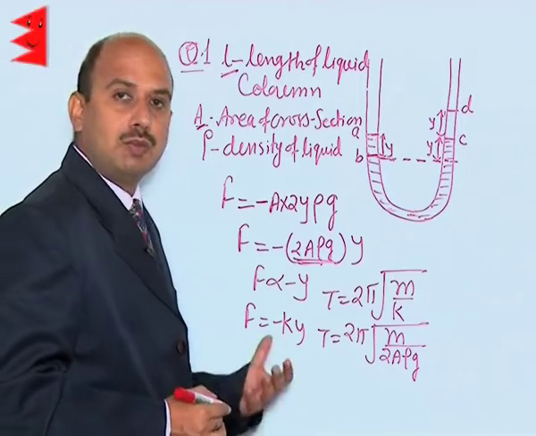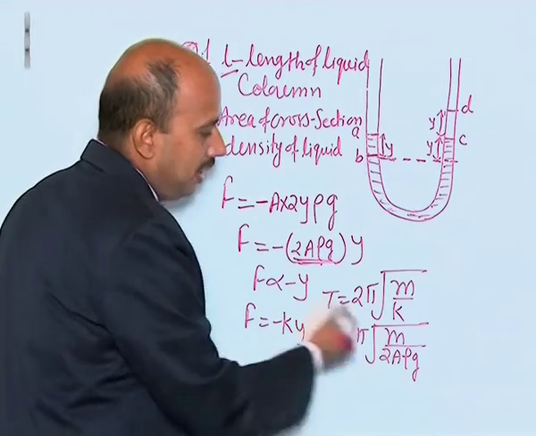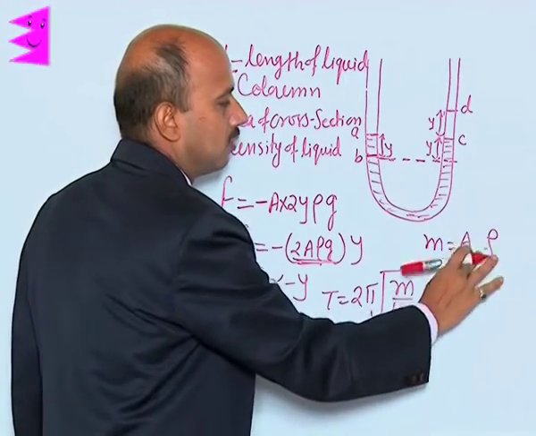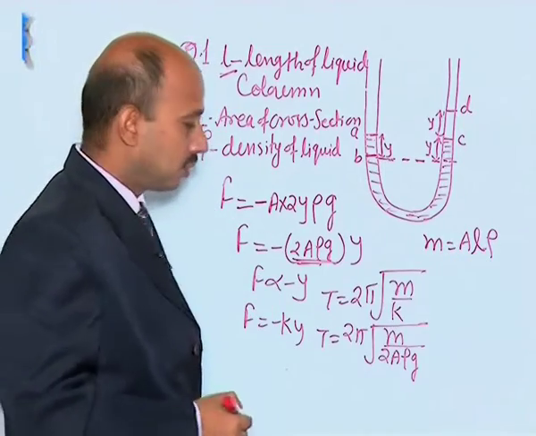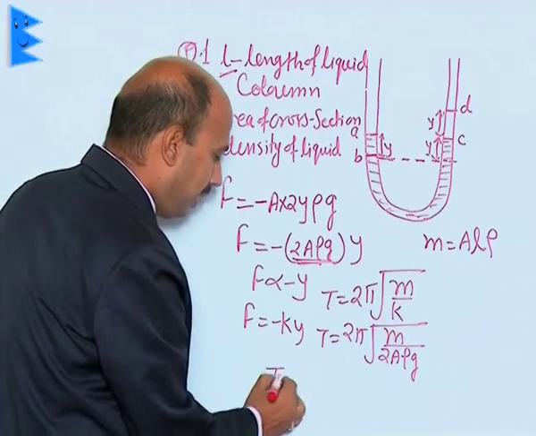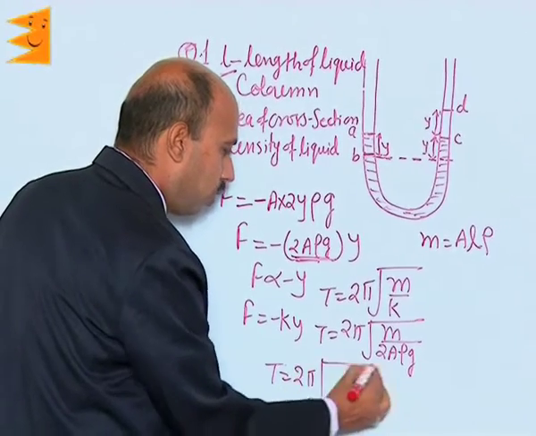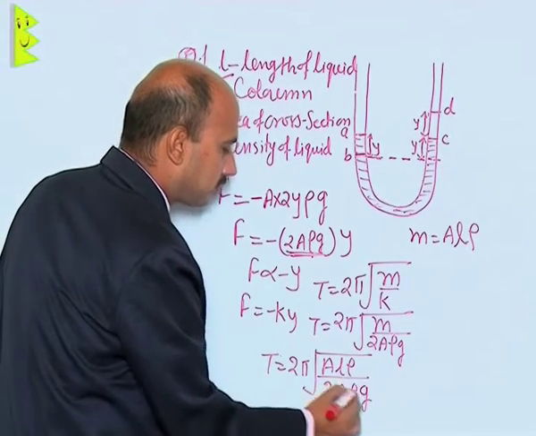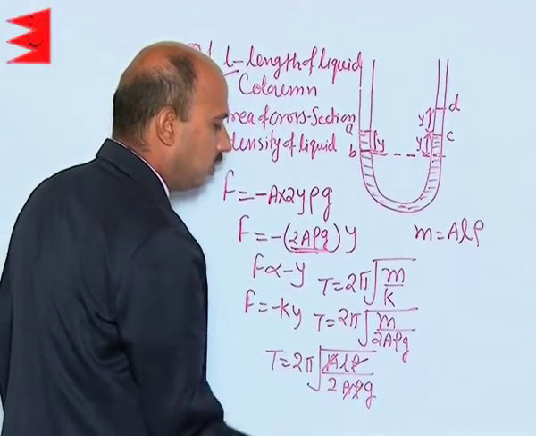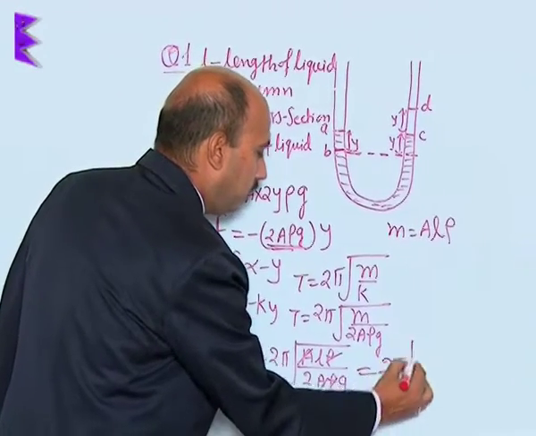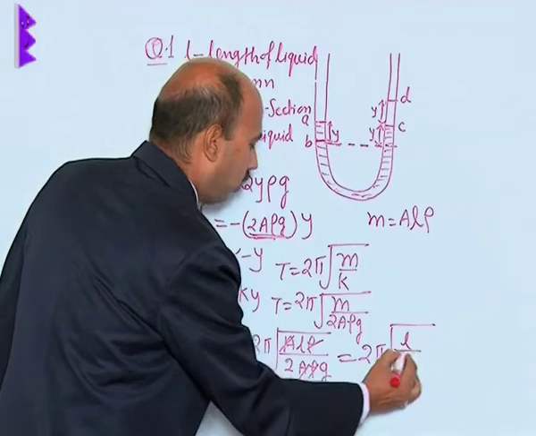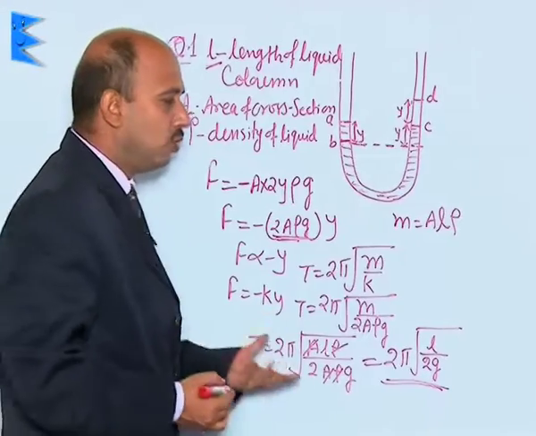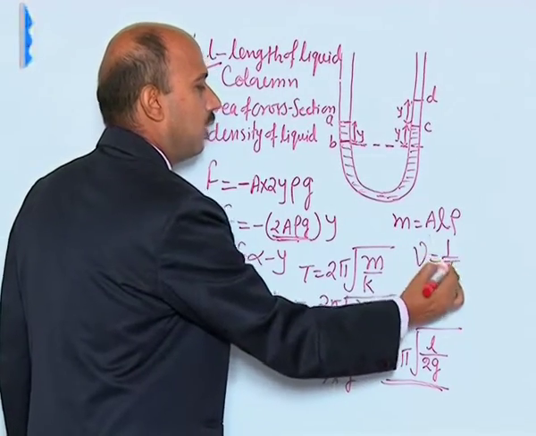Now, the mass of the liquid also we can replace. We can write m is equal to A L rho. Here this is small l, the total length of this. So, if you put here the m, we will be getting T is equal to 2 pi under root of A L rho upon twice of A rho g. This A will get cancelled, this rho will get cancelled. You will be getting 2 pi under root of L upon twice of g. So, this is the formula for the time period. We can also calculate frequency because frequency is equal to 1 upon T.